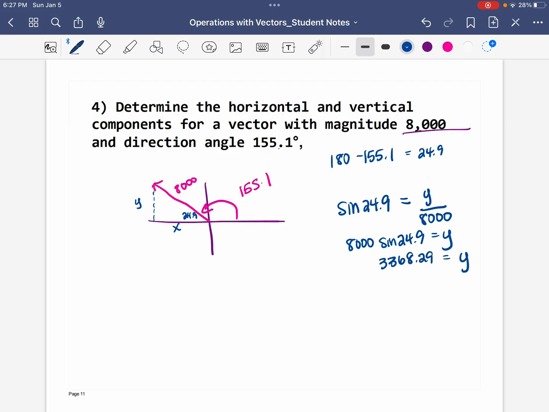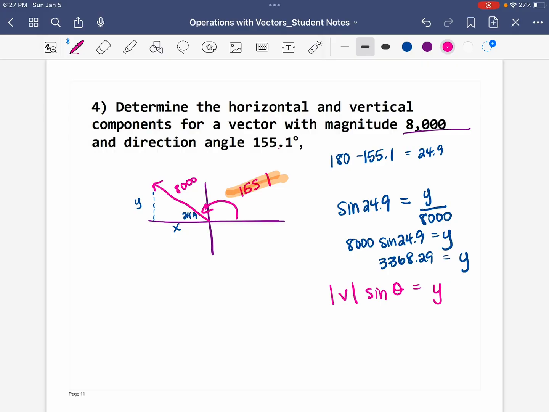And here, by using the 24.9, I have to then think about the y. The y is in the positive direction, so I need to choose a positive number. There's actually a shortcut here, though. Whenever we're trying to find the y component, we're going to take the magnitude of the vector times sine of the direction angle, and that's going to always give us the y value. And if I would have used this 155.1, then I won't ever have to worry about figuring out if my sine is correct. So let's try that for the x portion.